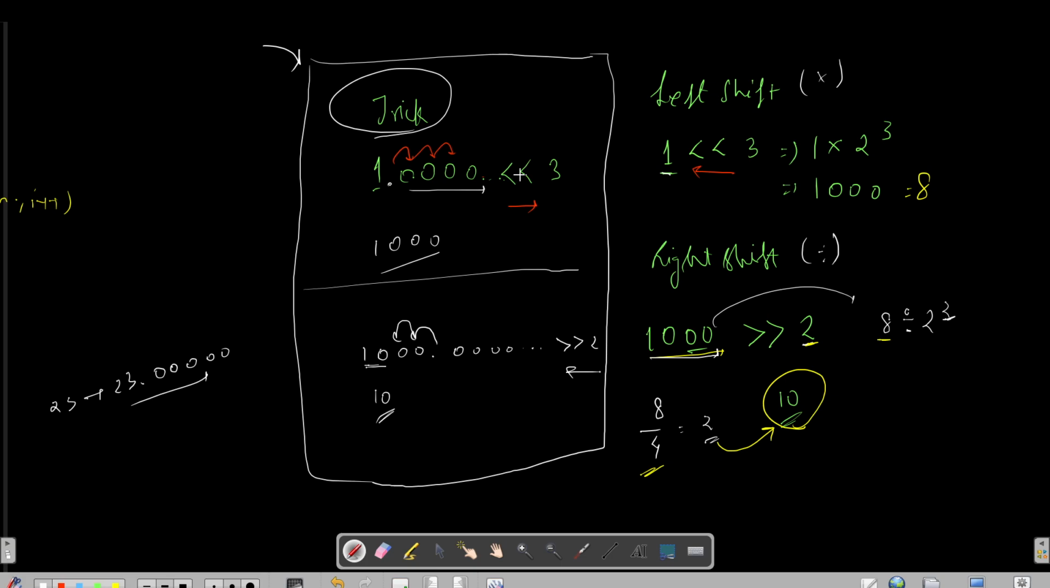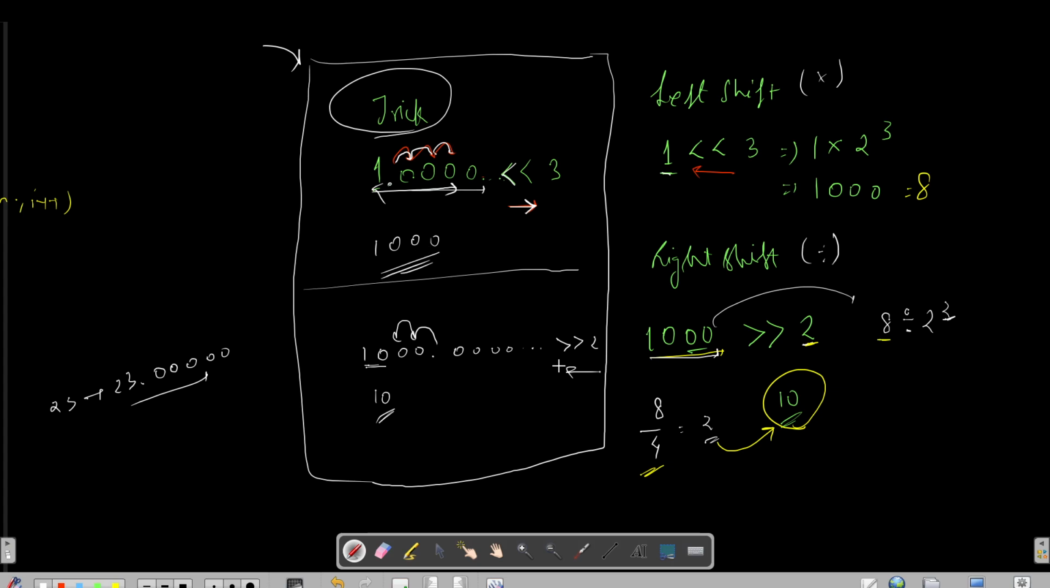When the question says you do a left shift by 3, then the direction is which side? In the left word. So you just draw an arrow in the opposite direction and just keep on counting 3 times. So 1 time, 2 time, and 3 time, until here this will be your answer.